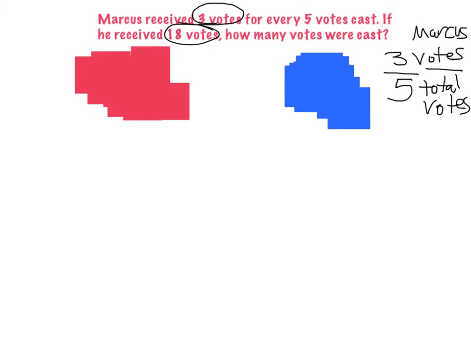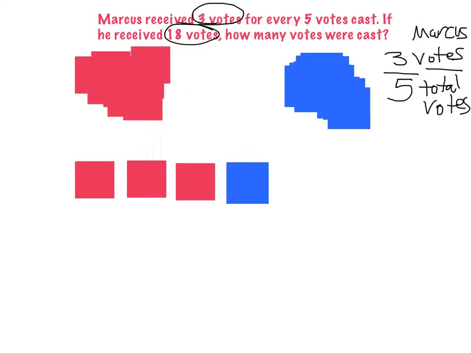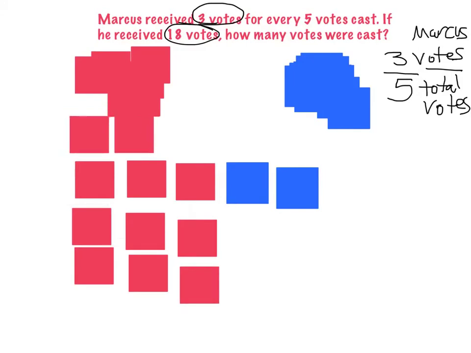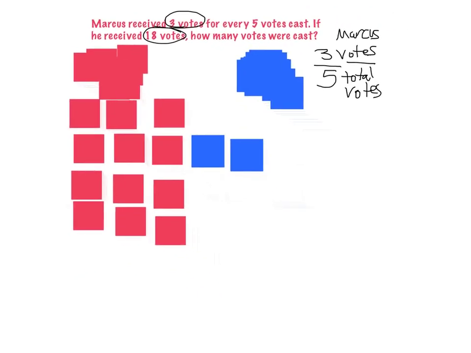And we also know that he received 18 votes. So my visual model needs to look like 3 out of 5. So we have 1, 2, 3 out of 5 total. And I know that he received 18 votes. So I need to have as my pink here, which is how many he received, because I made that the 3 out of my 5 total, I'm going to make 18 of those. So I'm going to put them into groups of 3, and I'm going to make sure that I have 18. So I have 9 so far, 10, 11, 12, and I'm going to have to make this just a little bit smaller so that it all fits on here.